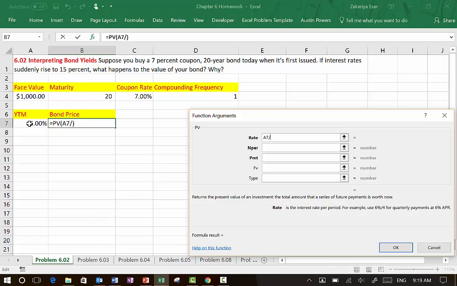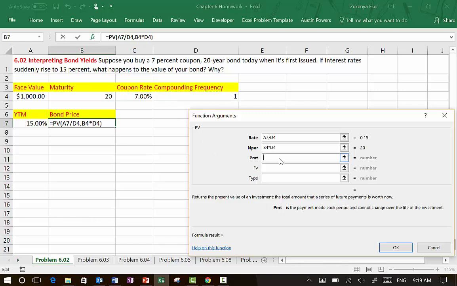To make it general, let's divide it by the compounding frequency, because if this was, for example, a semi-annual bond, the rate that you would use would have been 7.5%, not 15%, because that is the rate for the 6-month period. Number of periods is maturity in years times compounding frequency.